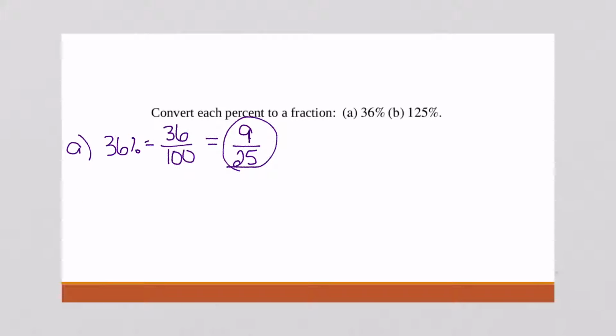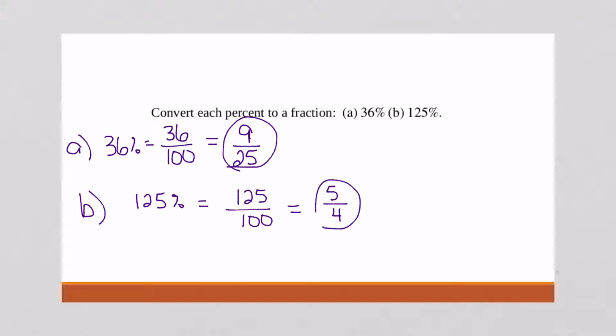On part B, 125% means 125 out of 100. So we have an improper fraction here. Whenever you reduce that fraction, they both have factors of 25, so they reduce down to 5/4.